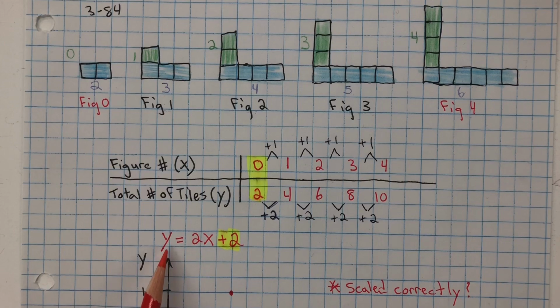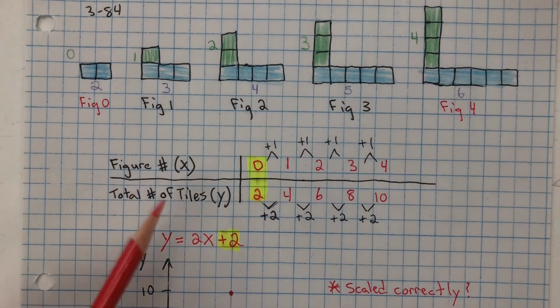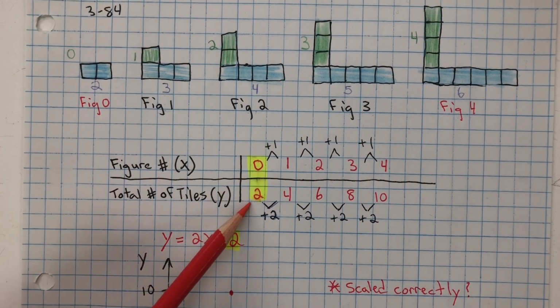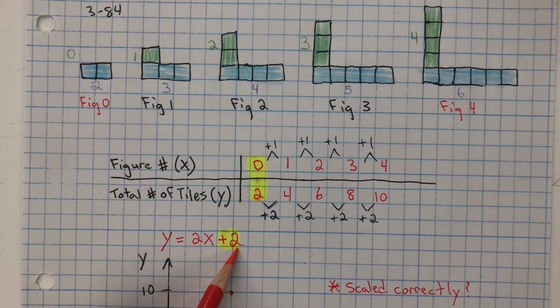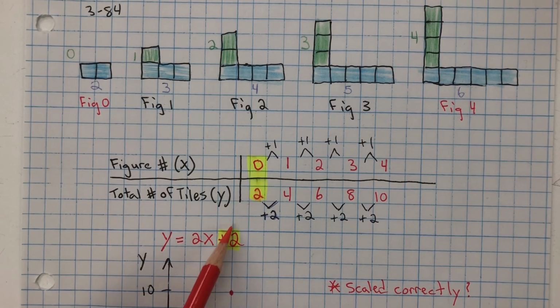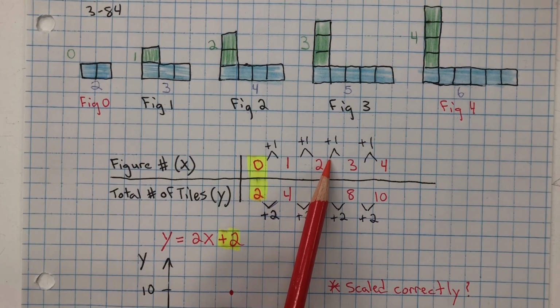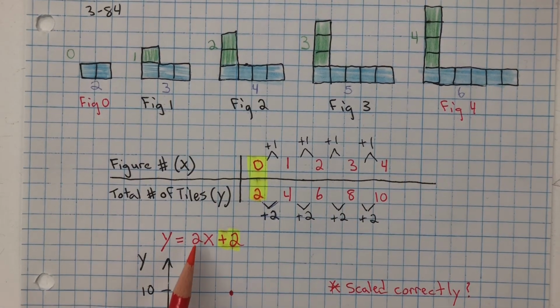I then had to write the rule for it, and I noticed for figure 0, I had 2 tiles. So when x is 0, y would equal 2, the total number of tiles. And that's also my y-intercept when x is 0. And I knew that the rate was increasing by 2 for every 1 on the x. So I had a rate of change of 2 times x.